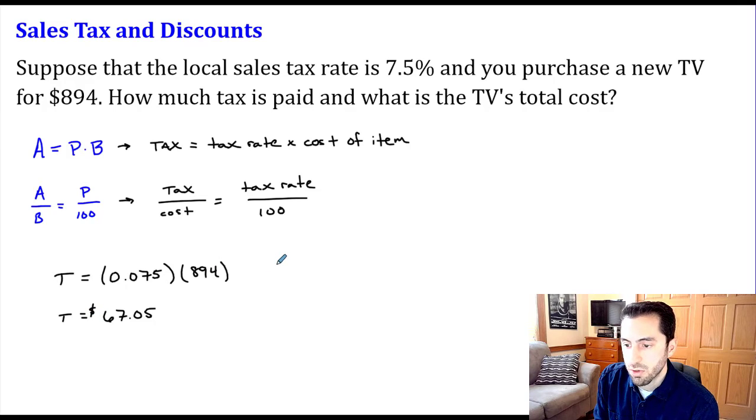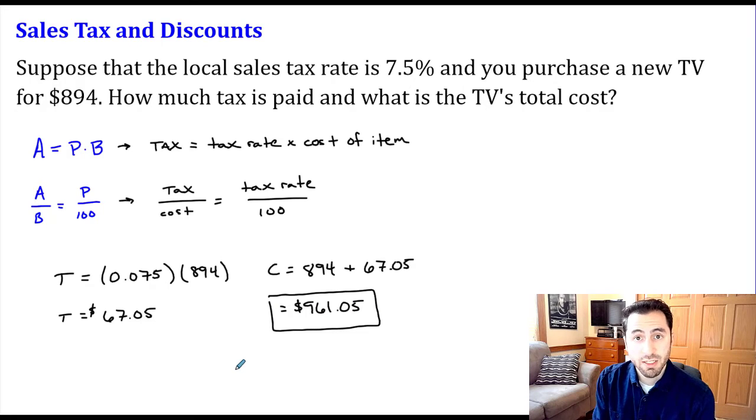Then our total cost, I'll put C for cost, is going to be equal to our original price, $894, plus the tax that we just found, $67.05. So our total cost, after all is said and done, what we're going to have to pay for this TV, is $961.05. So in this case, we find out the amount of tax, and then we add that on to our initial cost.